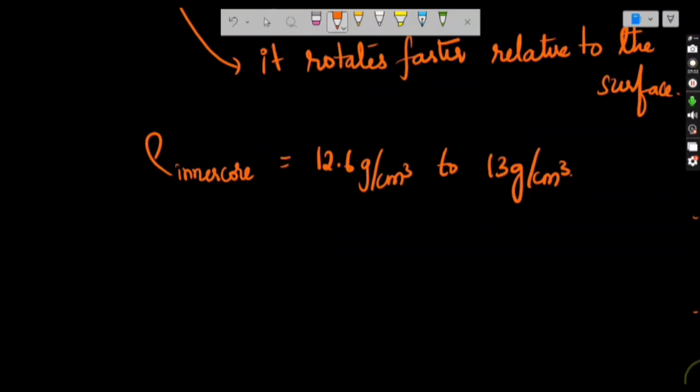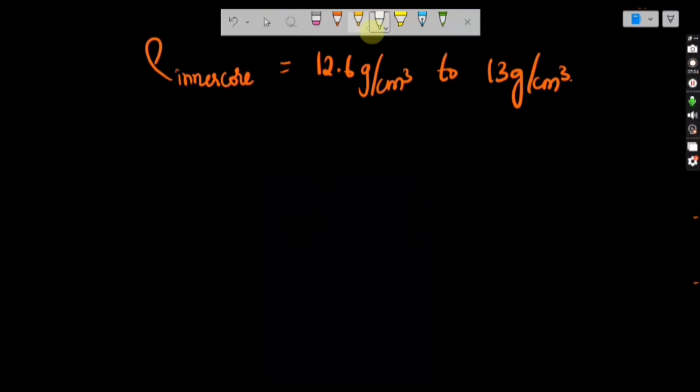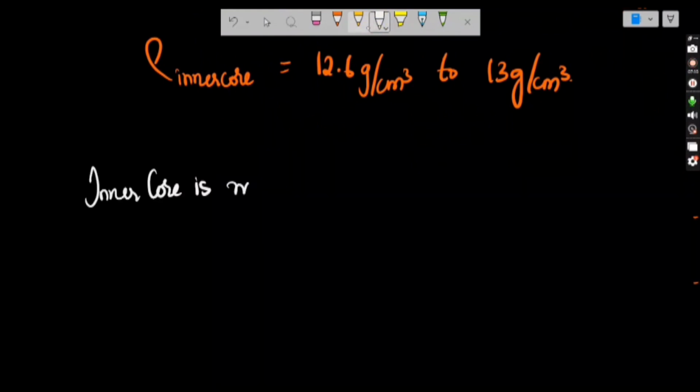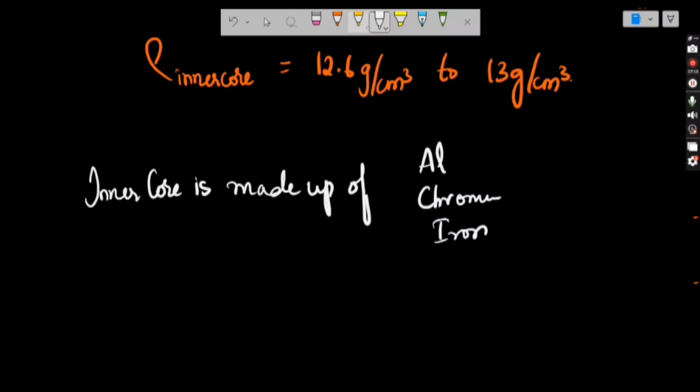So there was a prelims question, PYQ. They asked in 2009, the inner core is made up of what? The options are aluminum, chromium, iron and silica. So the inner core is made up of absolutely iron, because NiFe, Fe is 80%, right?